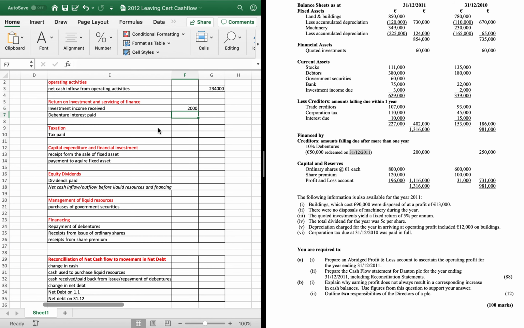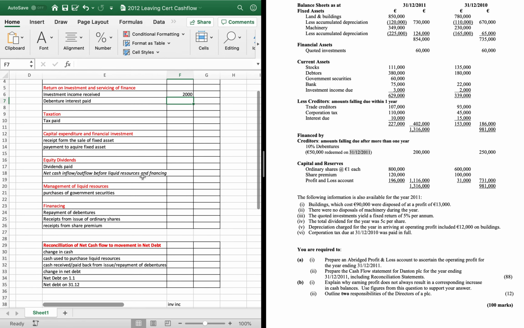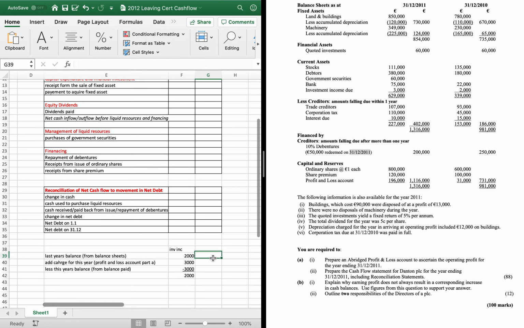The amounts you receive increase your cash, so they're pluses. Next one is debenture interest. We do that in the same way. Get into your liabilities. We owed 15,000 interest at the start of the year.